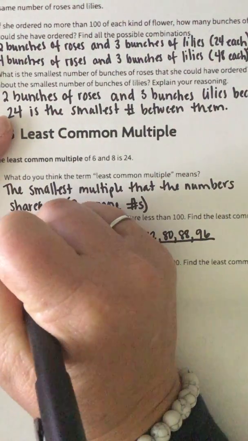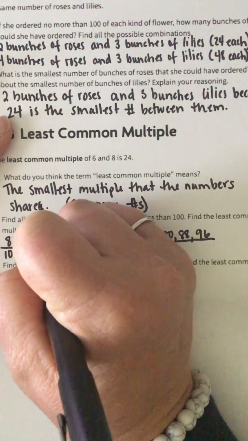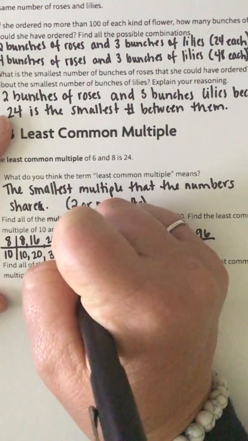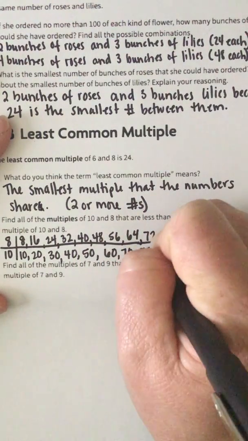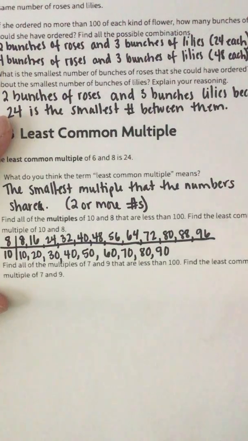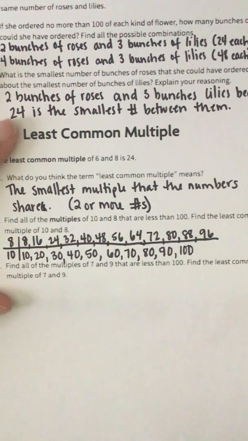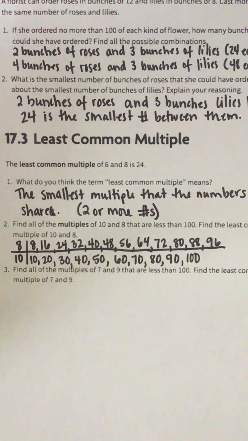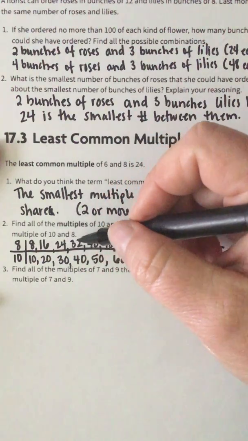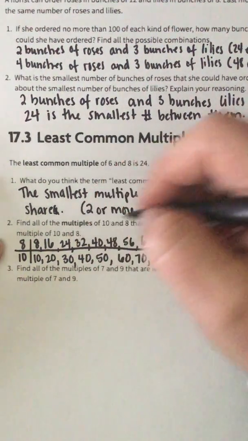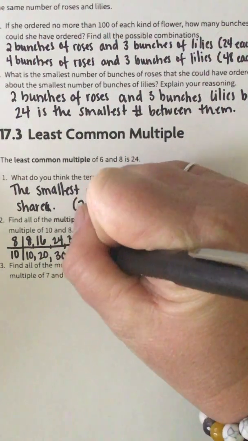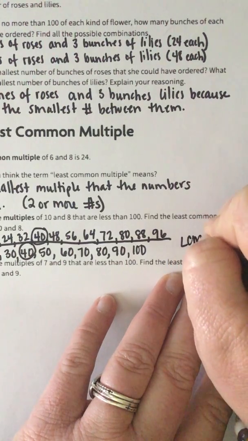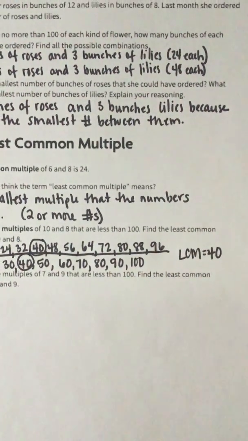All right, so then I'm going to do my multiples of 10, which is 10, 20, 30, 40, 50, 60, 70, 80, 90, and then obviously it goes right into 100. So we found all the multiples that are less than 100. Now we have to find the least common multiple. So if you go through, what's the first number that both columns have in common? Which would be 40. So my LCM equals 40.